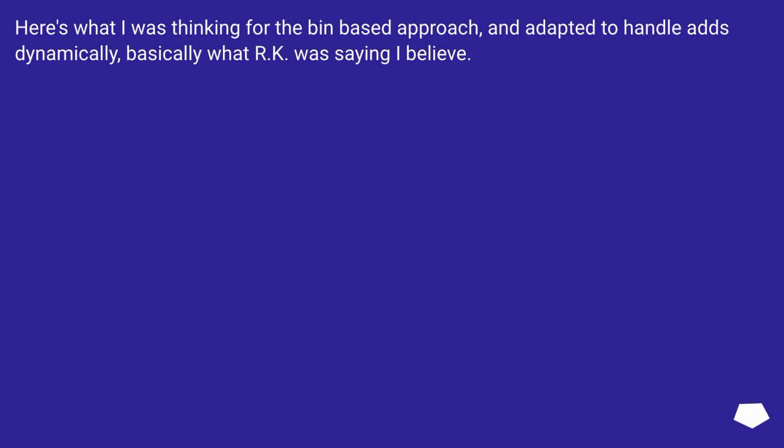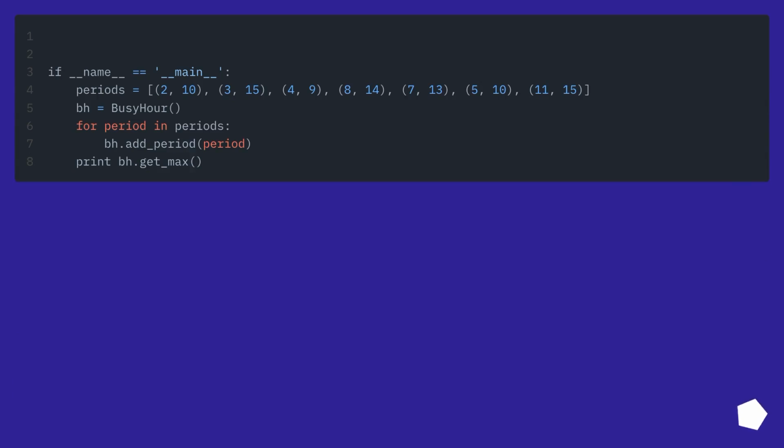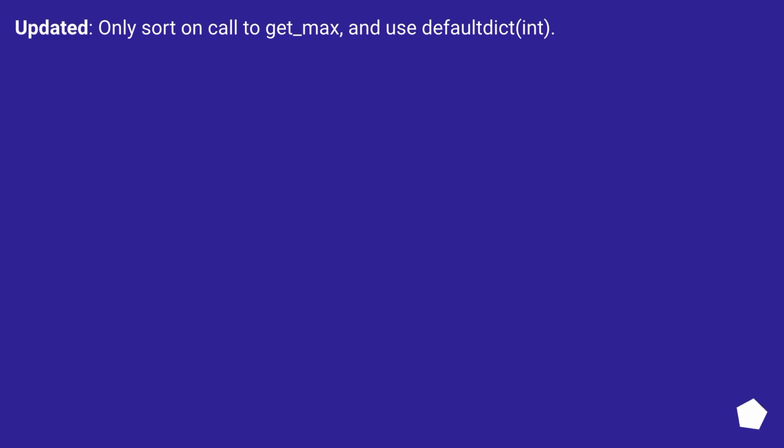Here's what I was thinking for the bin-based approach, adapted to handle ads dynamically, basically what RK was saying, I believe. Updated: only sort on call to get_max, and use defaultdict to int.